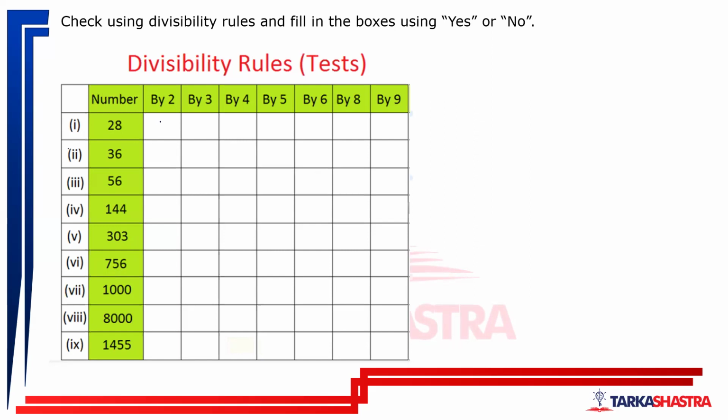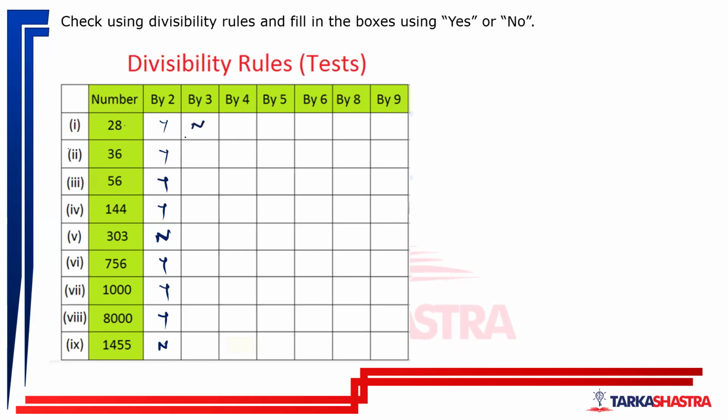So 28 divisible by 2, yes. 36 divisible by 2, yes. 56 divisible by 2, yes. 144 divisible by 2, yes. 303, no. 756, yes. 1000, yes. 8000, yes. 1455, no. Now let us check the divisibility by 3.